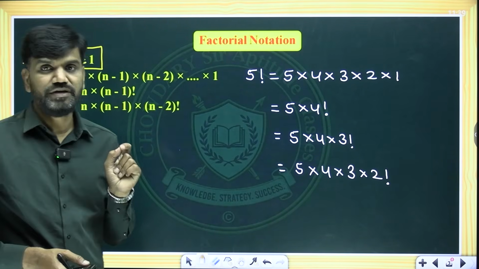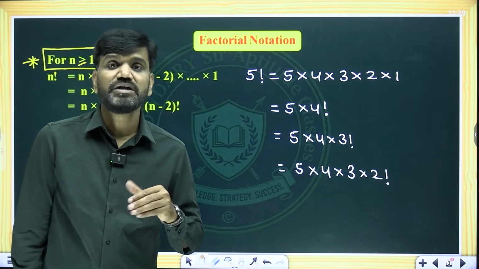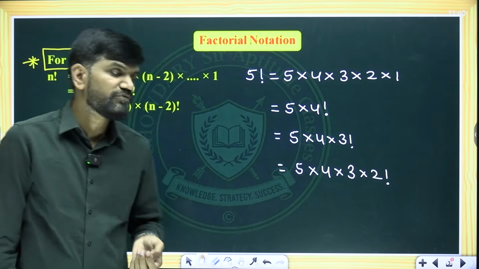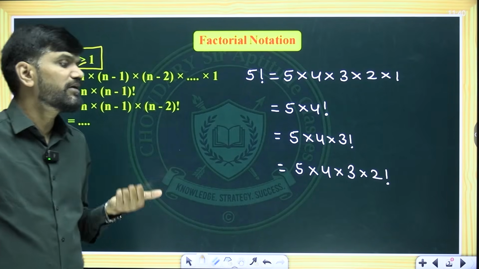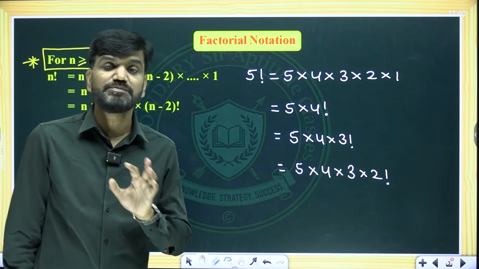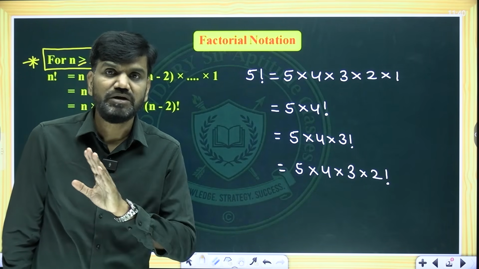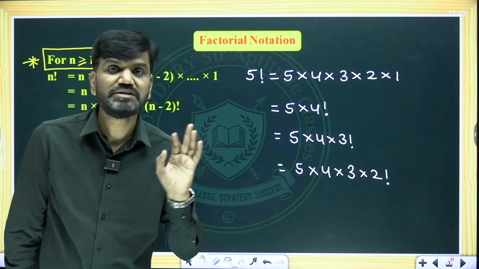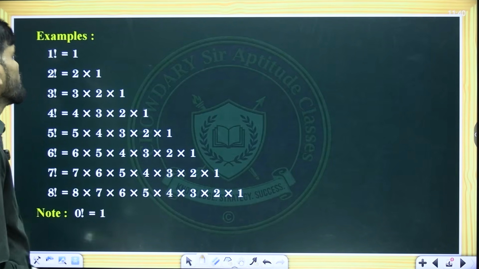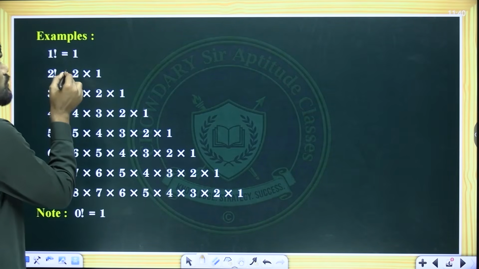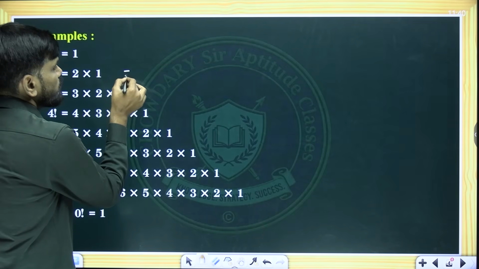So 5 into 4 into 3 into 2 into 1 can be written as 2 factorial if needed. And please remember, 0 factorial is predefined as 1. For any n greater than or equal to 1, this is the formula, but 0 factorial is predefined as 1. And factorial of a negative number is not defined. Keep this in mind. Now, 1 factorial is 1. 2 factorial is 2 into 1, which is nothing but 2.